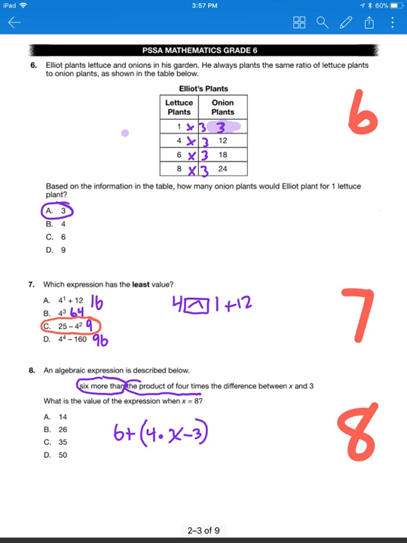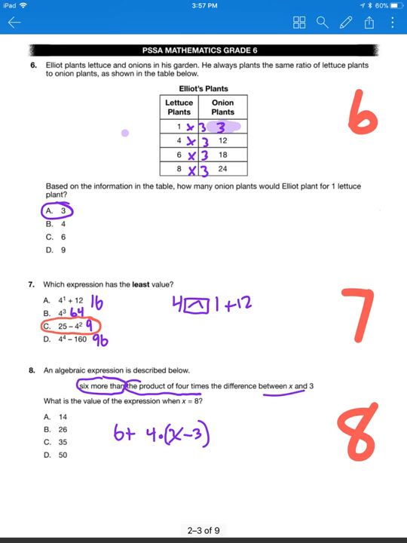Oh my gosh, I'm not even sure if that's right. So let me think about it. 6 more than, okay? The product of 4 times, so I put that in parentheses. The product is times of 4 times the difference between x and 3. Oh, geez. All right, this is a hard one. Okay, so I'm thinking that the difference of x and 3 has to be in parentheses here. I'm thinking. So it's 6 more than the product of 4 times the difference between x and 3.